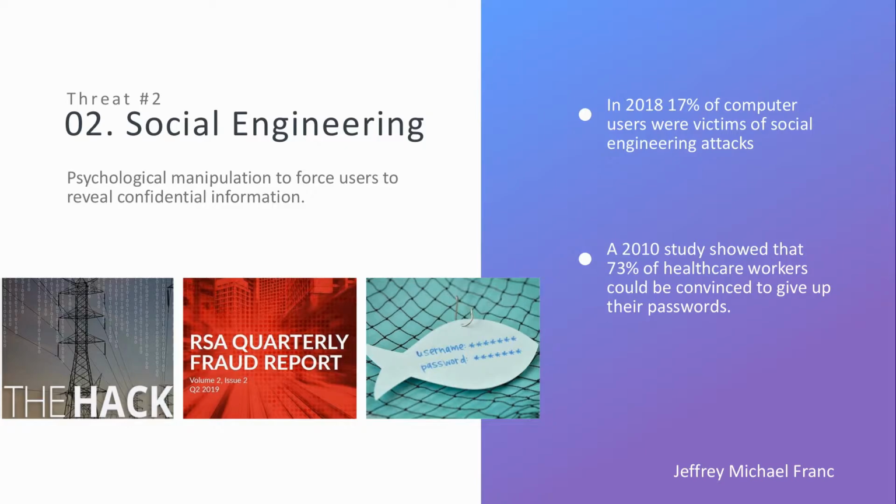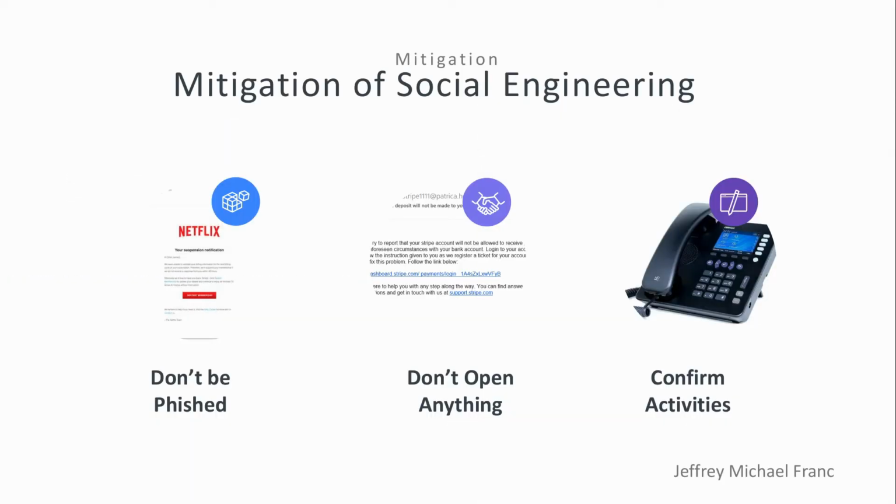Social engineering is one of the most common ways that we become victims of cyber attacks, and it's basically the use of psychological manipulation to force users to reveal their confidential information. In 2018, approximately 17% of computer users were victims of some type of social engineering attack, and a 2010 study showed that 73% of healthcare workers could be convinced to give up their passwords simply by use of the appropriate social engineering strategy.